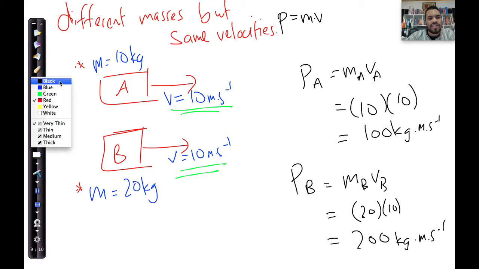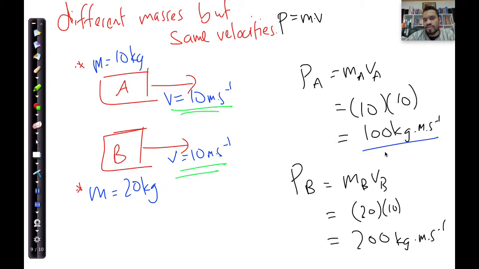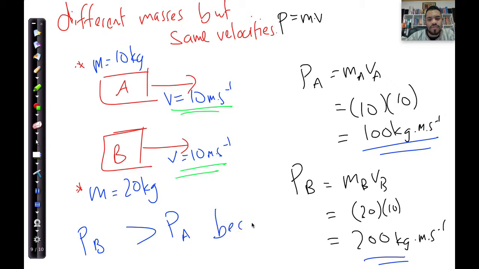Now if we start looking at the momentum, we've got 100 kilograms meters per second and 200 kilograms meters per second. Clearly the momentum of object B, which we denote by P_B, is greater than the momentum of object A. And the question is, why is that so? Because we kept the velocities the same. In this case, we can say that object B is heavier, or has a bigger mass.